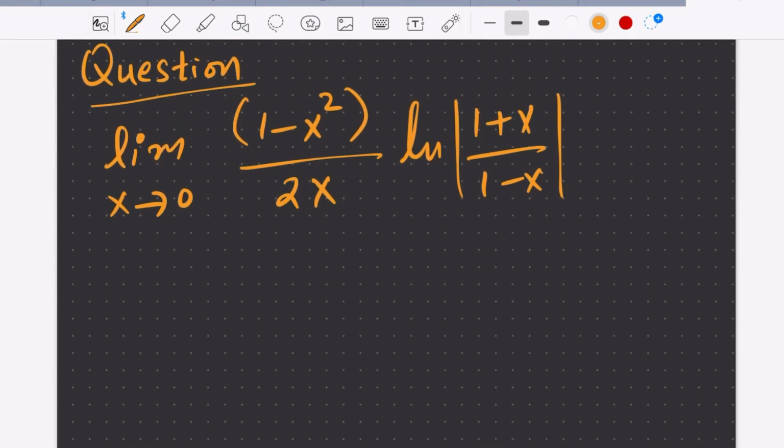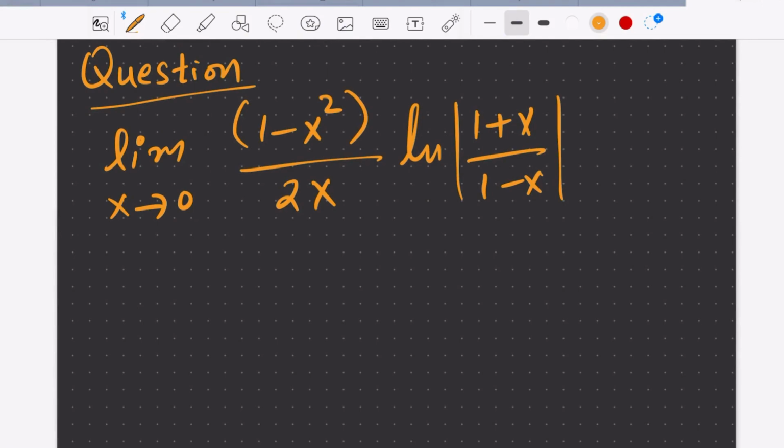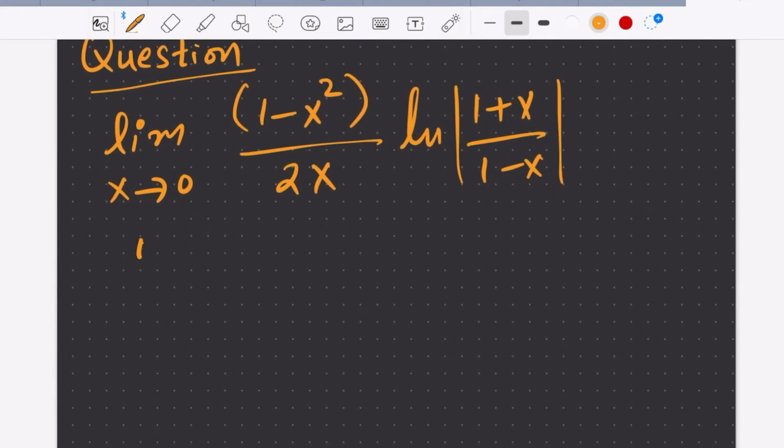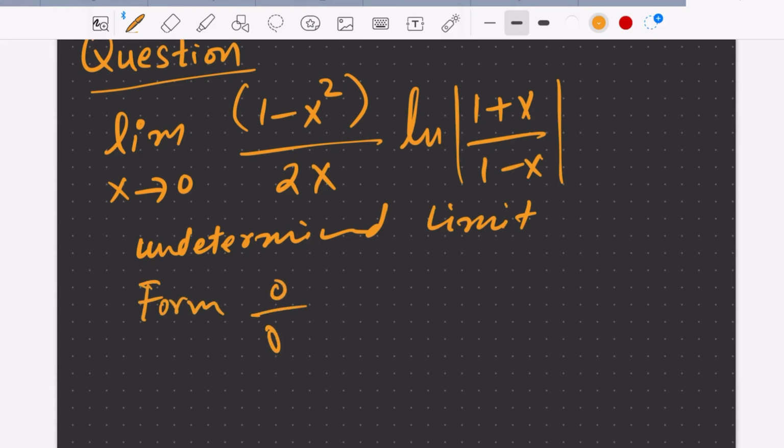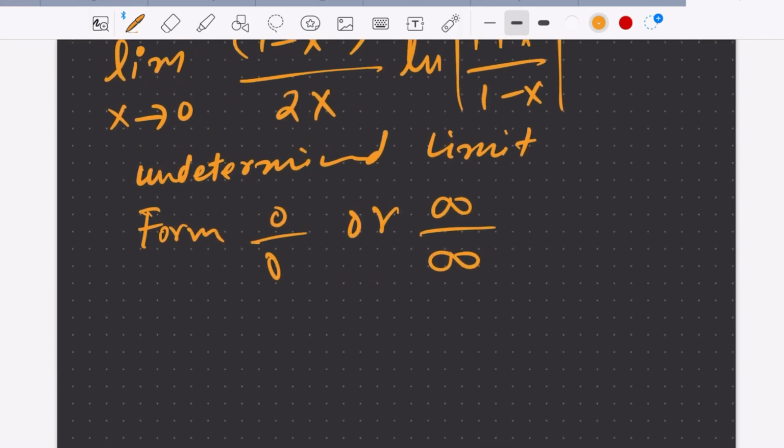So I'm going to use L'Hopital's rule in this video to solve this limit. So this is an undetermined limit. How is this an undetermined limit? If I put the value of x equal to 0 in this function, and it gives me the form of 0 over 0 or infinity over infinity, then this is an undetermined limit. Okay, let's check.